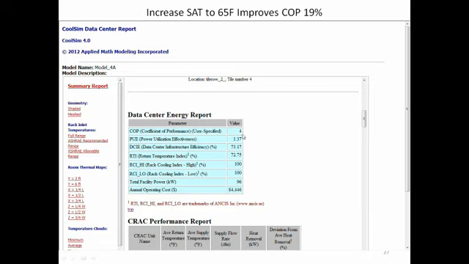Now the way I got that was to take the COP from the earlier run and just multiply it by the ratio of the temperature. In this case, I moved up 10 degrees of supply air temp, which gives me 19–20% improvement in COP. So I just multiplied 1.2 times my old COP to get the new one.